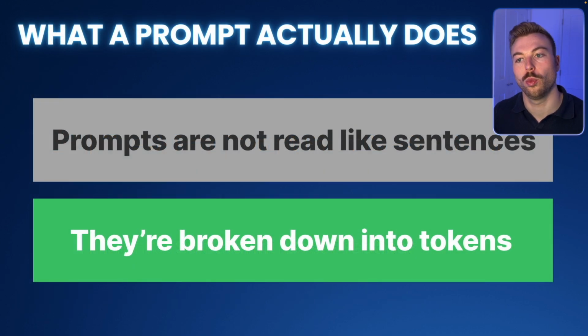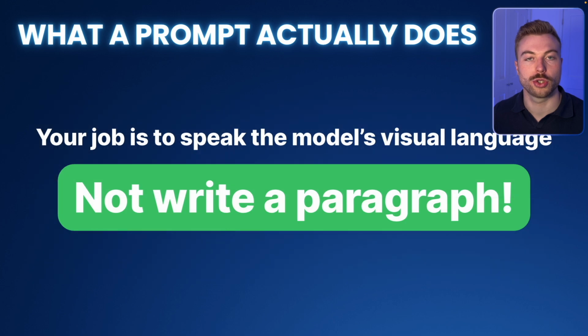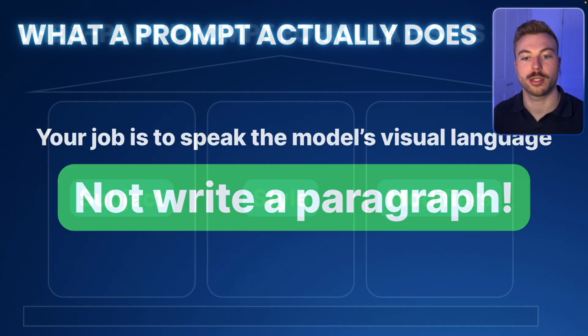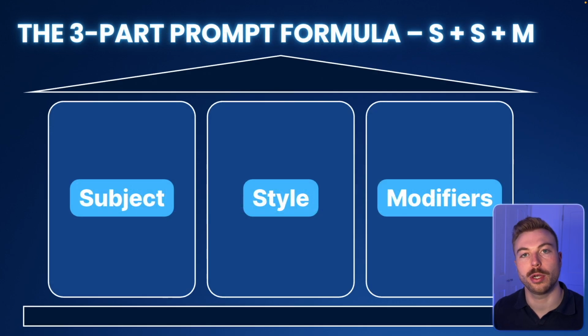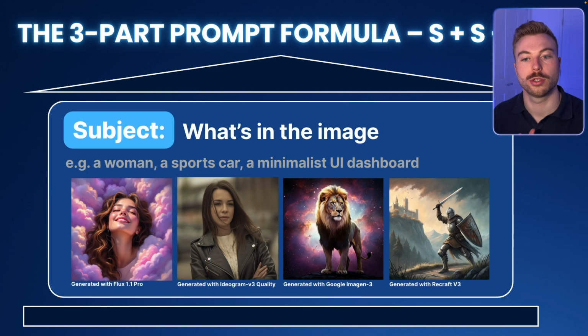So, what a prompt actually does. As we mentioned in our previous module, prompts are not read like sentences, they're broken down into tokens. So your job is to speak with the model's visual language, not write a paragraph. And that's where our 3-part formula comes in. What we want to include is the subject, we want the style of the image, and then the modifiers at the end. So the subject, this is what's in the image, e.g. a woman, a sports car, a dashboard.